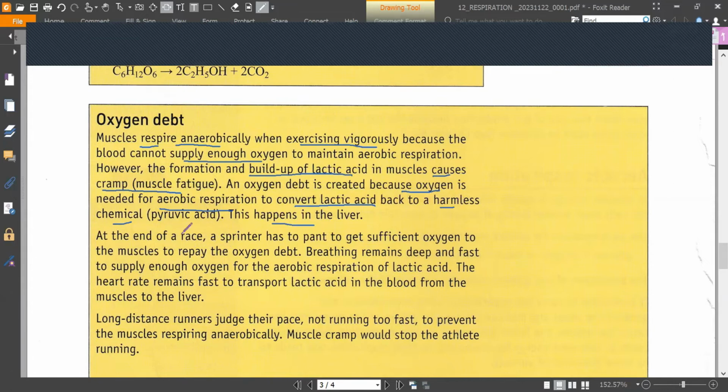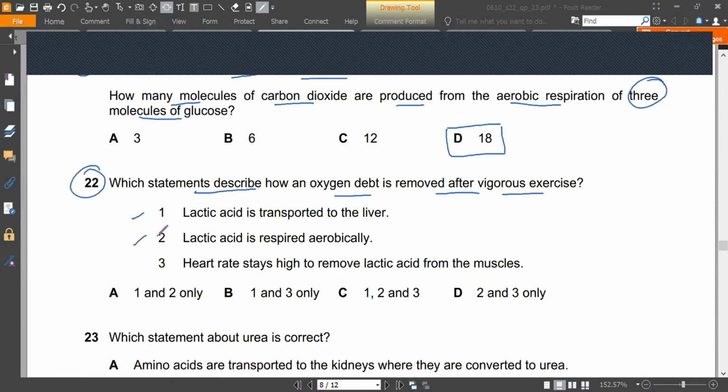So at the end of the race, after the vigorous exercise, the sprinter will pant. He will keep breathing very vigorously to get enough oxygen to repay the oxygen debt. The breathing will remain deep and fast to supply enough oxygen for the aerobic respiration of the lactic acid. The heart rate will remain fast for a while to transport lactic acid to the liver. The liver will convert the lactic acid back to a harmless chemical, such as pyruvic acid. So our answer will be lactic acid transported to the liver.